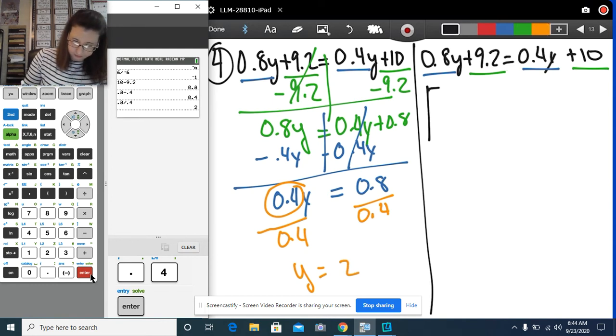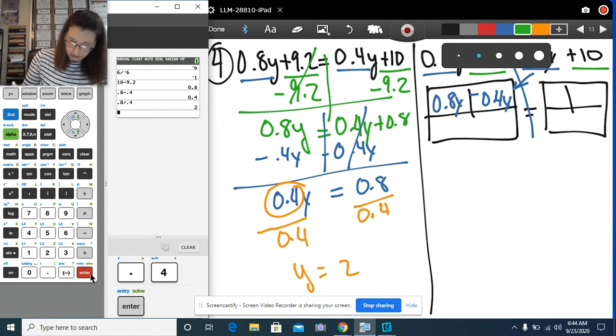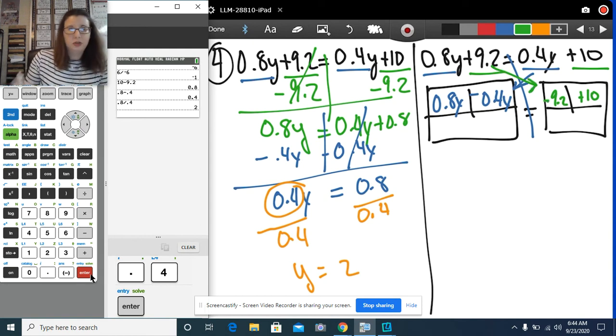Box method. I sort all my variables on the left, all my constants on the right. I have 2 blue and 2 green. I have 0.8y, and I'm crossing the line, so I change 0.4y to a negative. My green, I have a positive 10 here and 9.2 here, but because I crossed that equal sign, I change it to a negative. Now I'm going to add everything on the tops of my boxes to get the combined underneath.